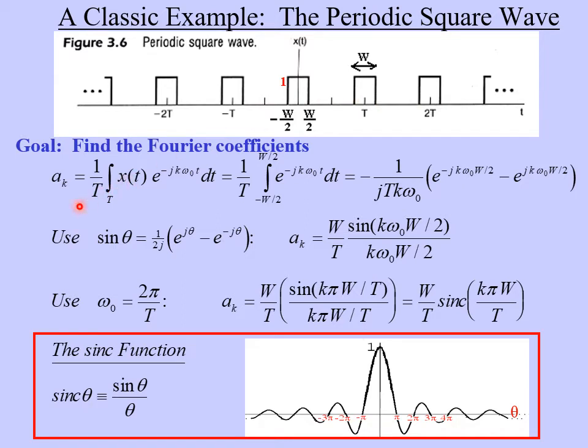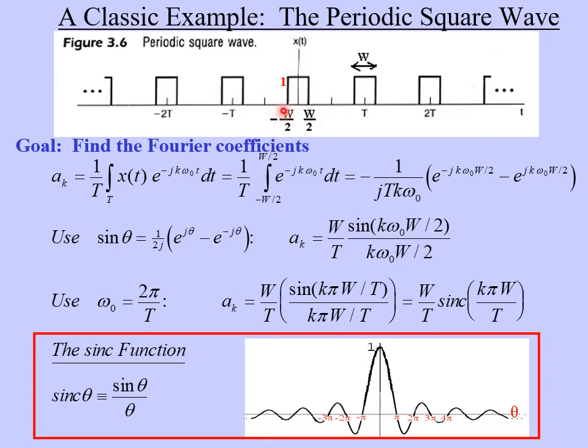Here is our analysis equation, the integral that defines the coefficients. This is taken from the last slide. a sub k is 1 over the period times the integral over 1 period of x of t times e to the minus jk omega naught t. Let's go ahead and do this. Remember, what this integral says is we only have to integrate over 1 period. So we don't integrate over this whole thing. We just pick 1 period.